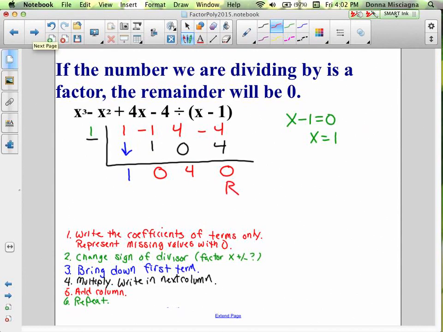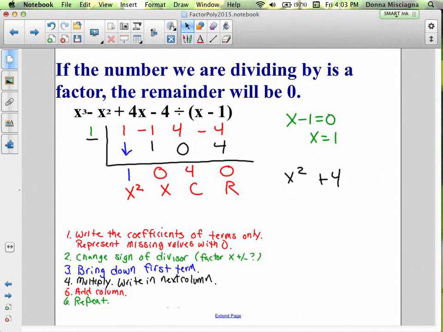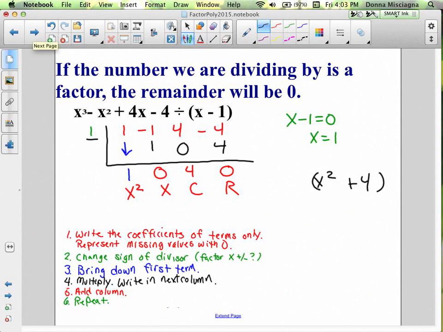It's no remainder, so this is a factor of x cubed minus x squared plus 4x minus 4. This is our constant. This is the x, and this is the x squared. All right, so let's take a look at this. We have x squared, no point in writing 0x, plus 4 is our other factor. So that means that if we were to factor our equation here, our two factors would be x squared plus 4 and x minus 1.